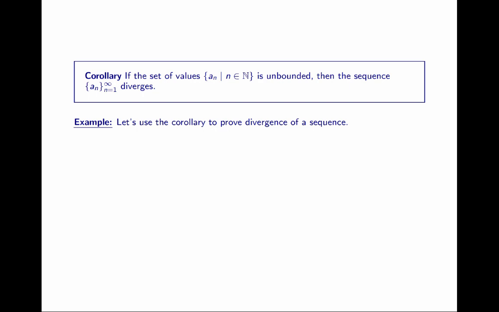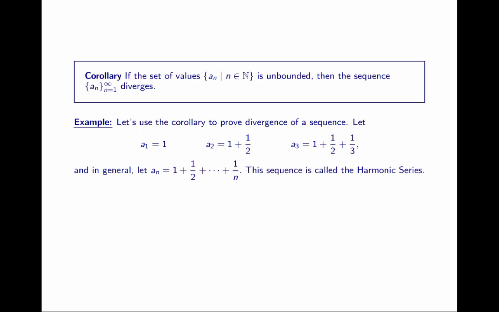So let's move that corollary up and let's give an example. Let's use this corollary to prove divergence of a sequence. So let's let A1 be 1, A2 be 1 plus half, A3 be 1 plus half plus a third, and in general, let An be 1 plus a half plus a third plus a fourth plus a fifth, all the way up to a nth, or 1 over n. This sequence is called the harmonic series.